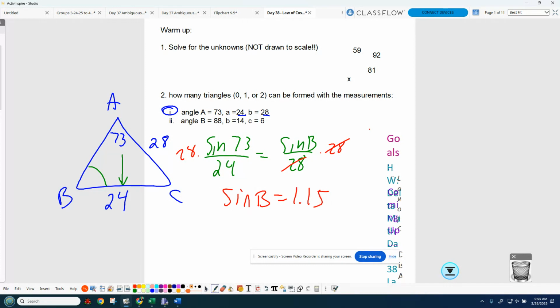When is sine anything bigger than 1? Never. So shouldn't your calculator, when you say sine inverse, when is sine bigger than 1? It isn't. So doing law of sines, I got a thing that says, can these numbers make a triangle? Okay, so that's the point of this. So absolutely 0 triangles can be made with these dimensions.